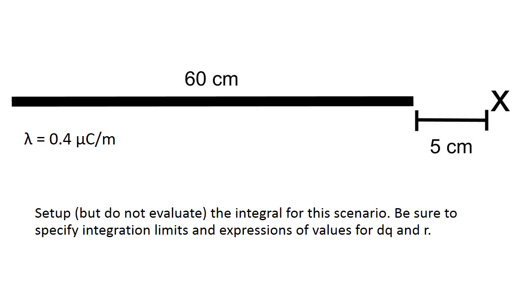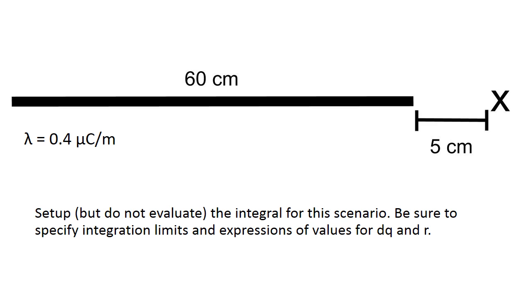So this is a uniformly charged rod that's 60 centimeters long. 5 centimeters from the rod is x, which is the spot where we want to find the electric field. And it's also given that lambda equals 0.4 microcoulombs per meter.